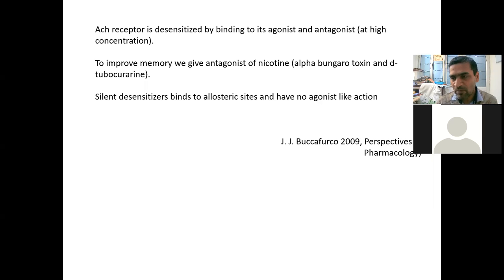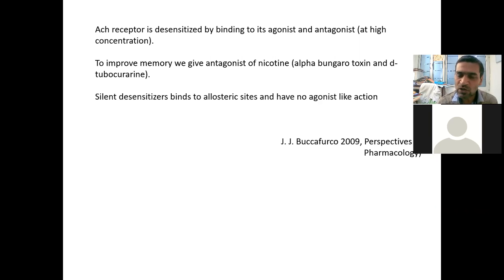So these are some examples where memory can be improved. Why is memory lost? Because the cells have been desensitized. Why have they been desensitized? Because of the continuous action of either certain types of agonist or certain types of antagonist, and that too at a higher concentration. In day-to-day life, we see that people who take drugs, the dose at which they consume these drugs slowly keeps on increasing.